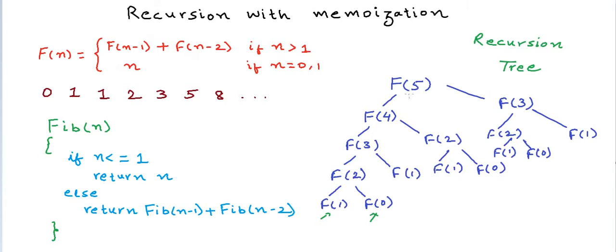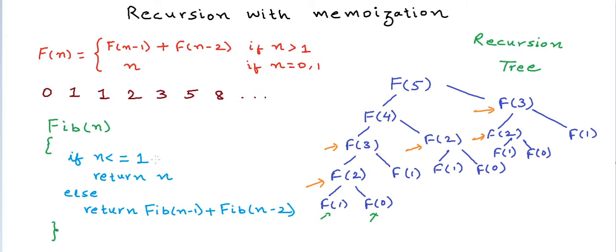Now to calculate f of 5, we have calculated f of 2 thrice here, and similarly we have calculated f of 3 twice here. This is simply an overhead or redundancy, and for higher values of n, this increases the time and space taken by the program exponentially. So let's do something to avoid the recalculation of the same state or the same value again and again.